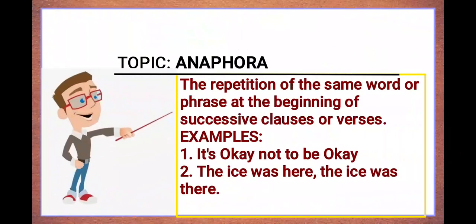Anaphora. The repetition of the same word or phrase at the beginning of successive clauses or verses. Examples: It's okay not to be okay. The ice was here, the ice was there.